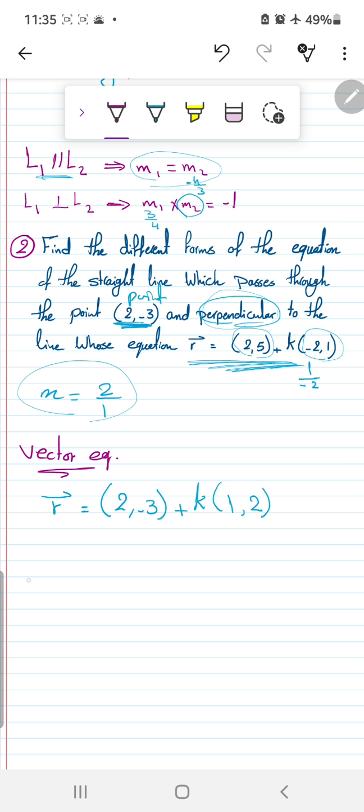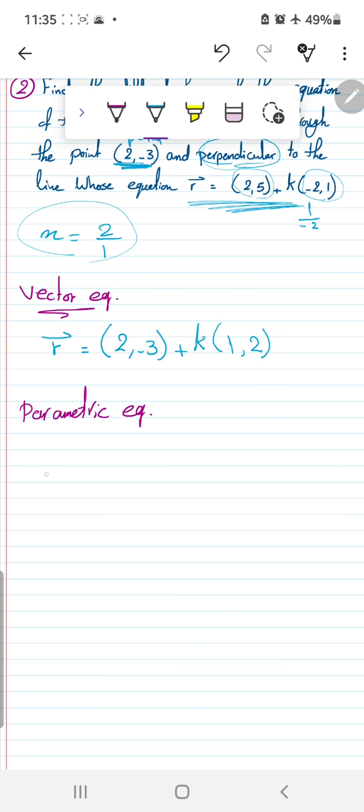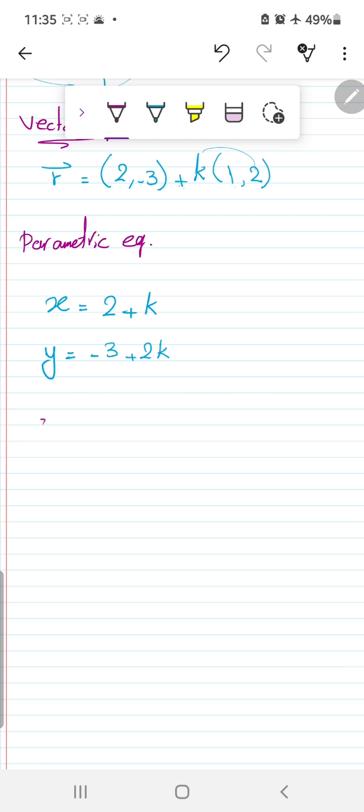The second is the parametric equation. As we said, get x and get y. x equals what? 2 plus 1k, so 2 plus k. Get y: y equals what? Negative 3 plus 2k. Negative 3 plus 2k. And finally, the Cartesian equation.